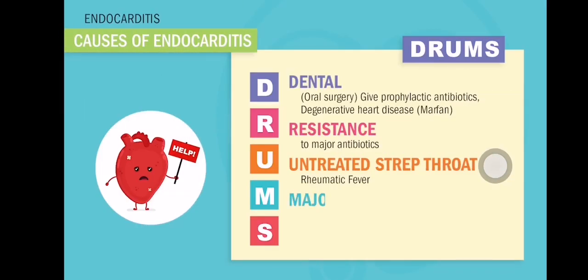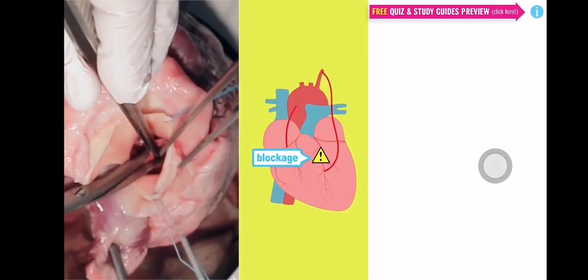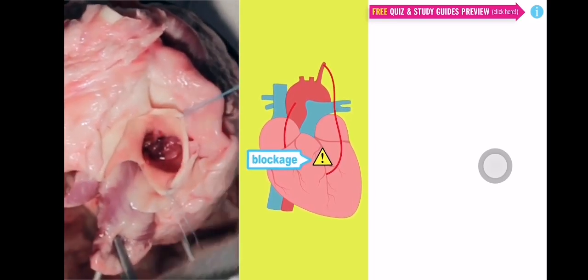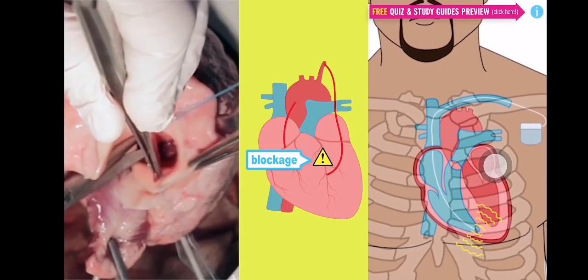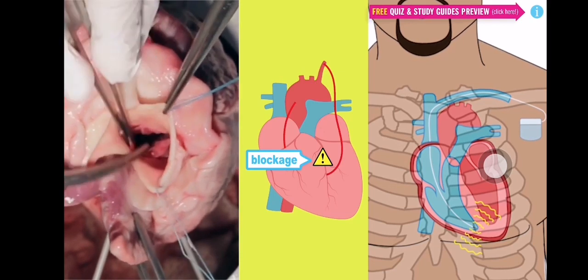So M is for major heart surgery. We all know that repairing heart valves can be risky, but even a CABG, a coronary artery bypass graft for heart attack patients, or even implanting pacemakers. So guys, anything that opens the heart up during surgery to any possible infections is a huge risk for endocarditis.